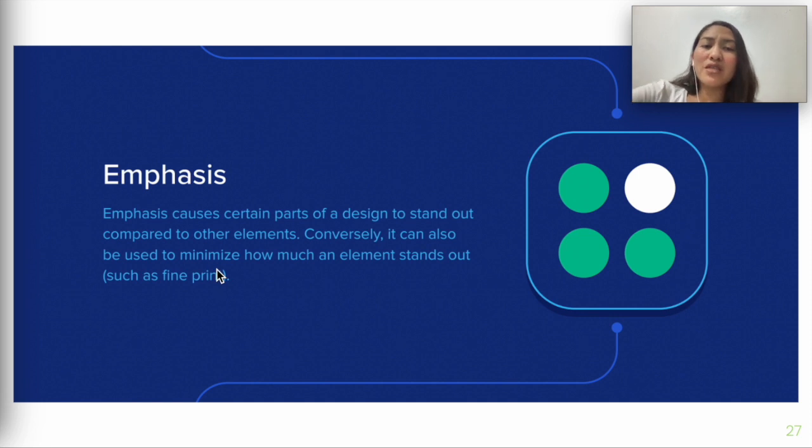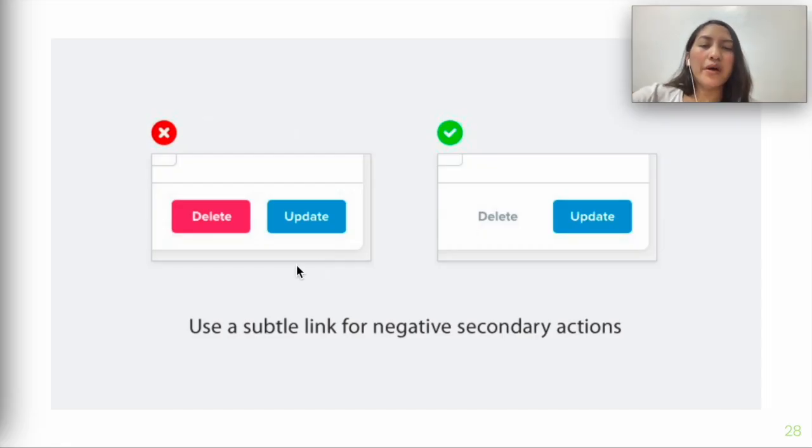So we also have the emphasis. Emphasis causes certain parts of a design to stand out compared to other elements. So here, this is an example of emphasizing a positive primary action. So instead of putting another color on this button, the designer decided to make this a subtle link because this is a negative secondary action. So what you want to emphasize is this action of the update button.